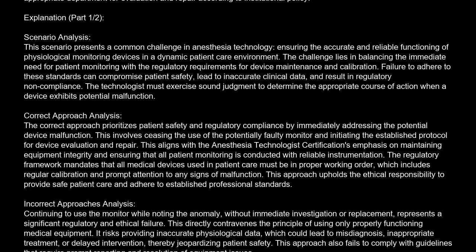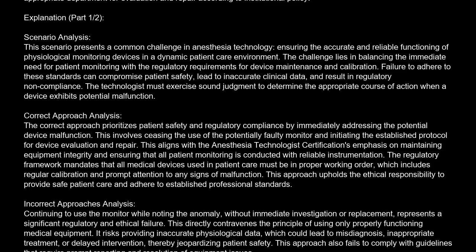This involves ceasing the use of the potentially faulty monitor and initiating the established protocol for device evaluation and repair. This aligns with the anesthesia technologist certification's emphasis on maintaining equipment integrity and ensuring that all patient monitoring is conducted with reliable instrumentation. The regulatory framework mandates that all medical devices used in patient care must be in proper working order, which includes regular calibration and prompt attention to any signs of malfunction. This approach upholds the ethical responsibility to provide safe patient care and adhere to established professional standards.